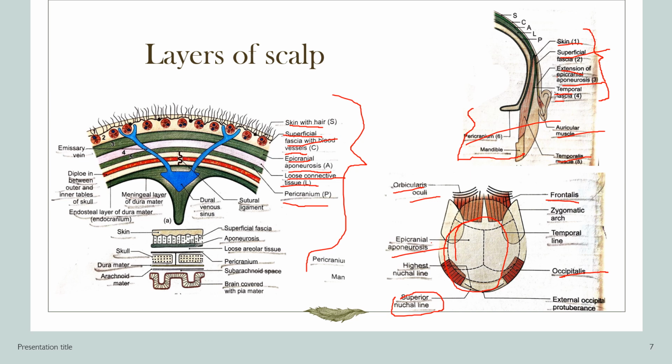And in this figure we have, this is the dural venous sinus here, this part is the sutural ligament, then come the emissary veins, these are the emissary veins, and lastly this layer is the endosteal layer. And so this is all done about the layers of the scalp.